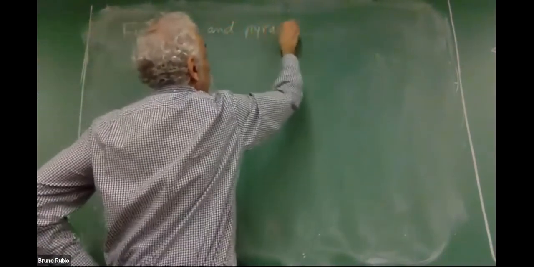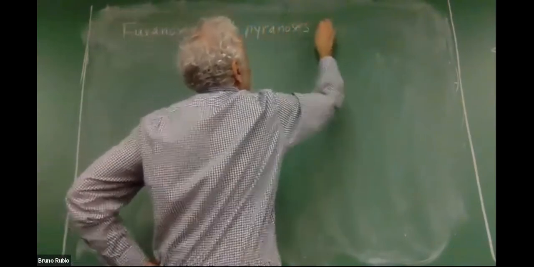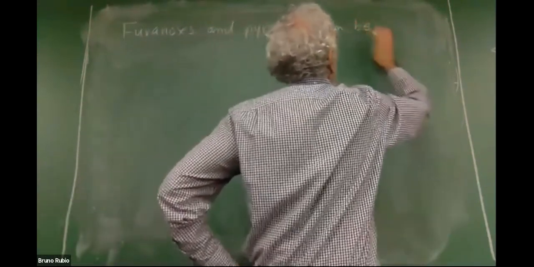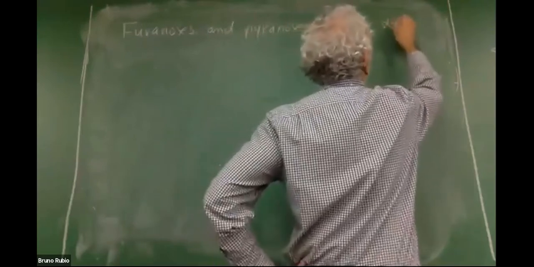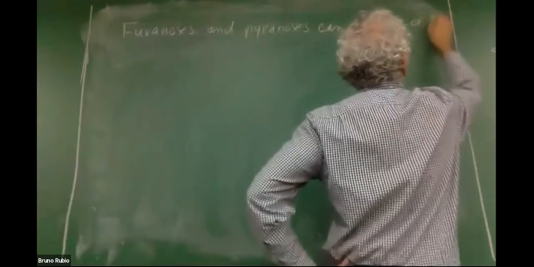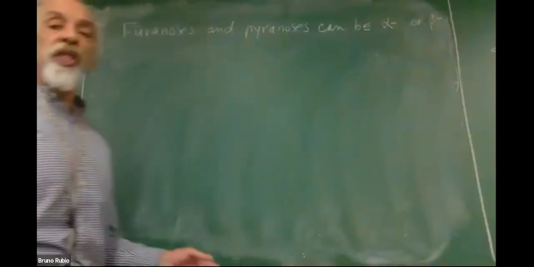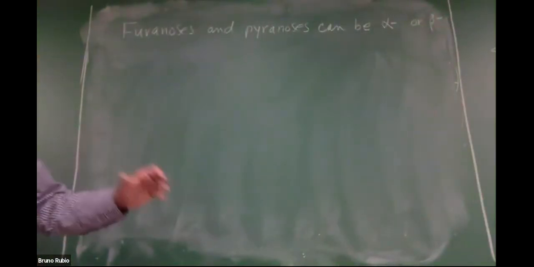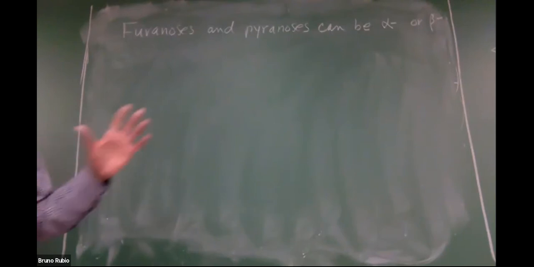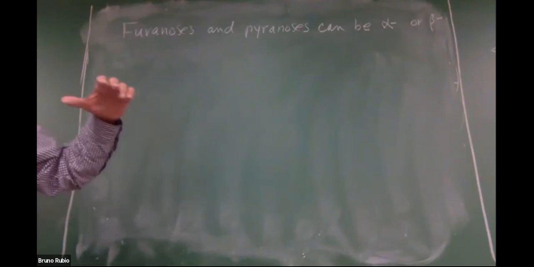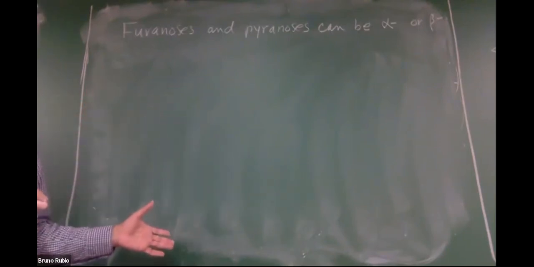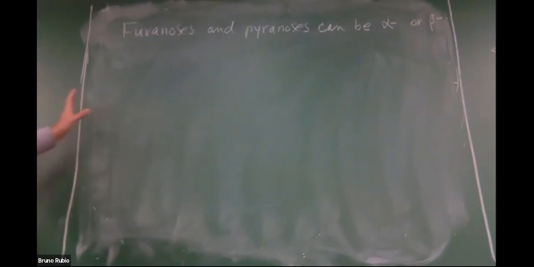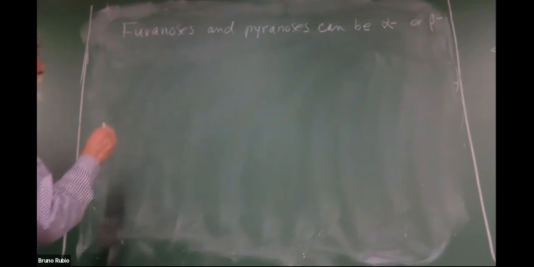Furanoses and pyranoses can be either alpha or beta. So this is another label that we can stick on carbohydrates, is that the furanose can be an alpha furanose or a beta furanose. Okay, so now let's go through the step-by-step and the rules here.